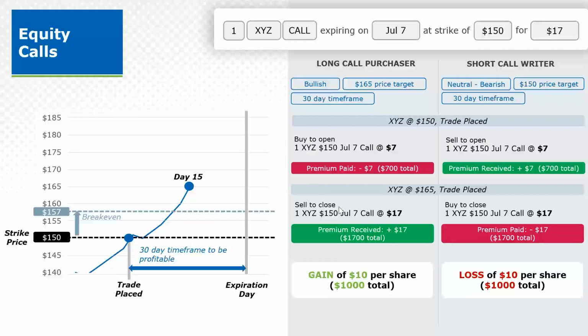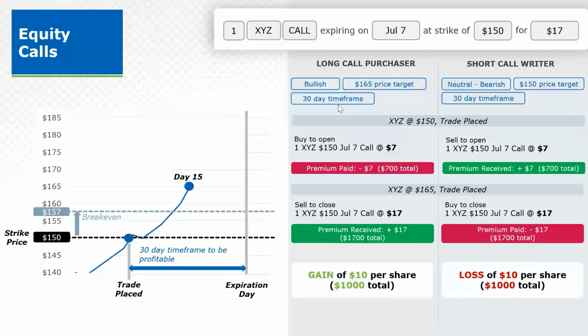That extrinsic value will depreciate though, and it is vulnerable to time decay. So as time goes on, that extra $2, assuming that the price stays at 165 up until expiration, that $17 will become $15, and it will reflect the intrinsic value of the option.